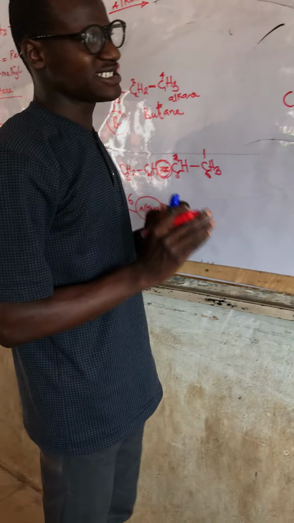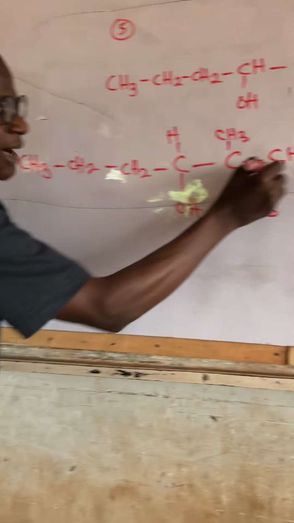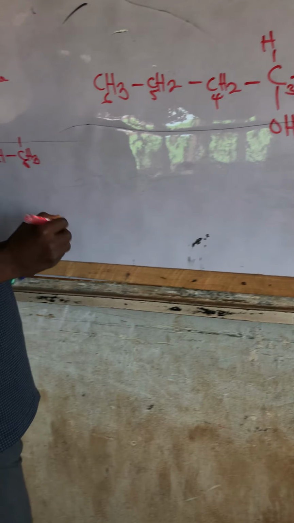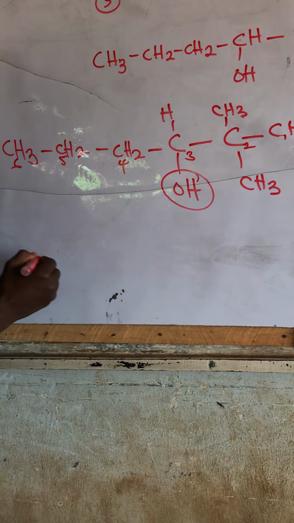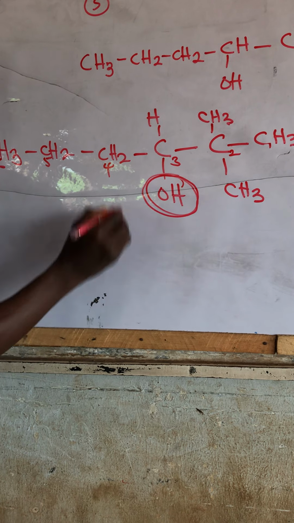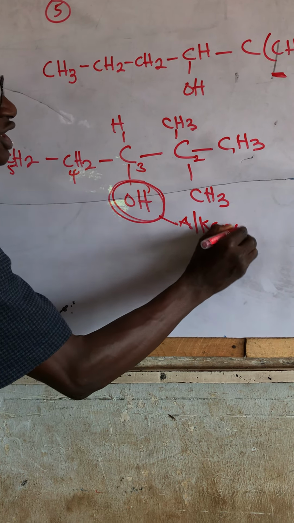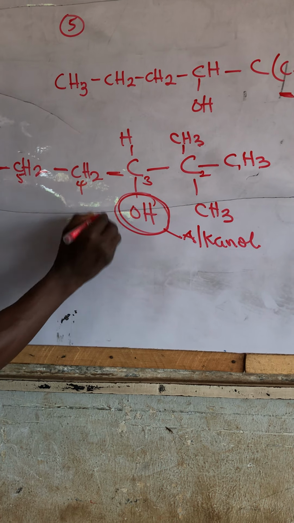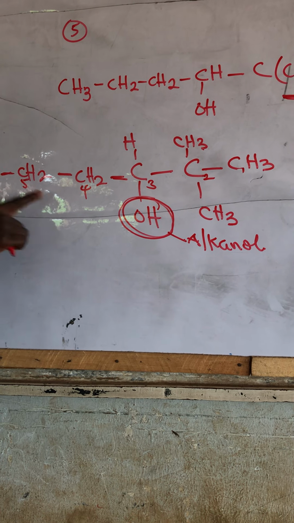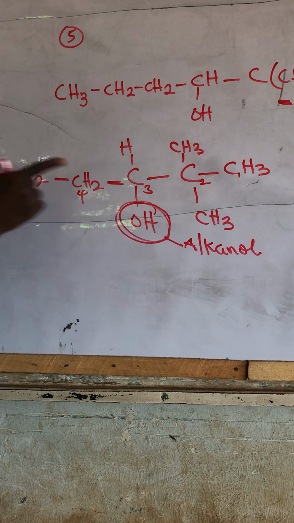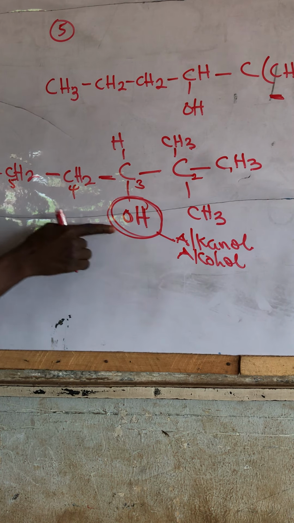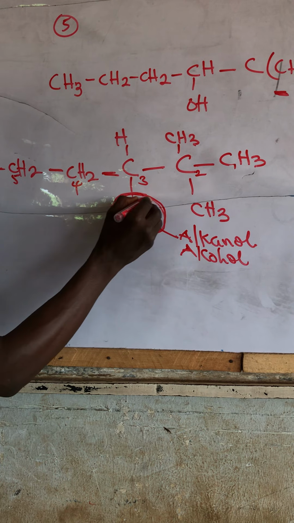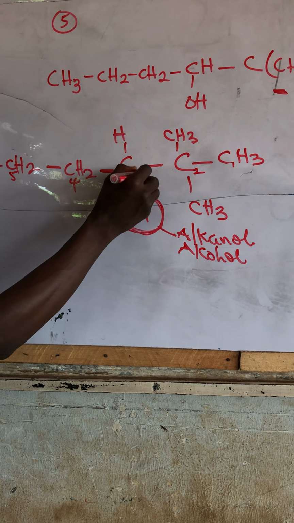Now, from here we can establish our longest carbon chain: carbon 1, carbon 2, carbon 3, carbon 4, carbon 5, carbon 6. My longest carbon chain is 6, however you want to number it. We now have OH in this place. This OH tells us that this compound belongs to the family of alkanol, because everything here is a single bond, and alkanol is superior to alkane. Recall that a single bond alone is alkane, but when we have OH, it is under the family of alcohol, and that alcohol is superior to the alkane. On what carbon do we have our OH? It is on carbon number 3.